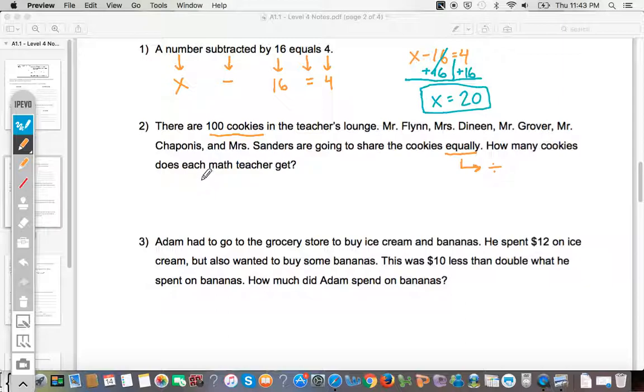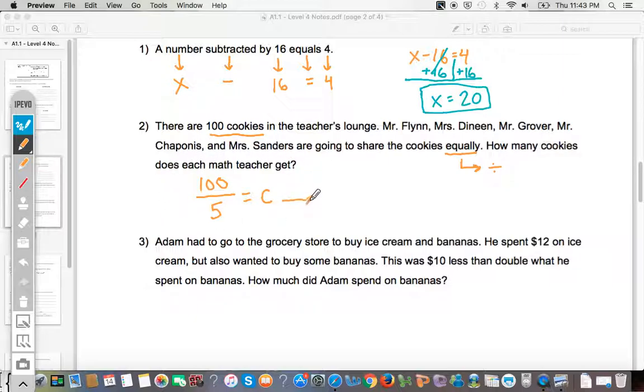Okay, so I have 100 total cookies divided by, again I can write that as a fraction. What am I dividing by? So let's see how many teachers I have. Mr. Flynn, Mrs. Deneen, Mr. Grover, Mr. Chaponis, and Mrs. Sanders. That's 5 teachers right there. And do we know how many cookies they get? No, we don't. So let's put a variable, let's say C. So there's 1/2 right there.